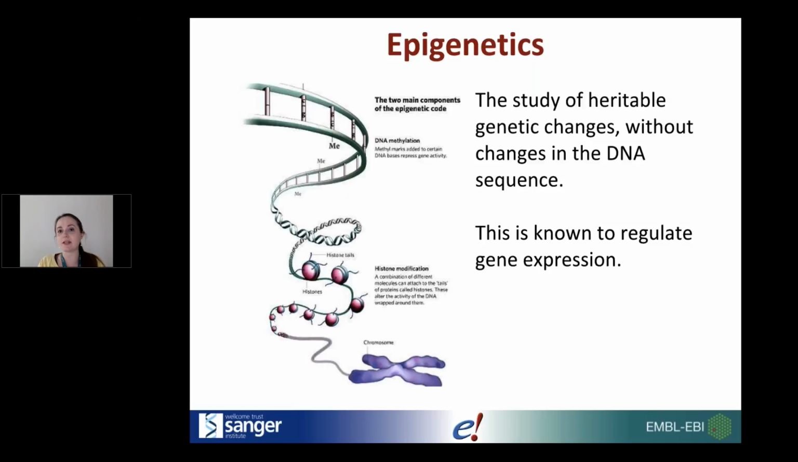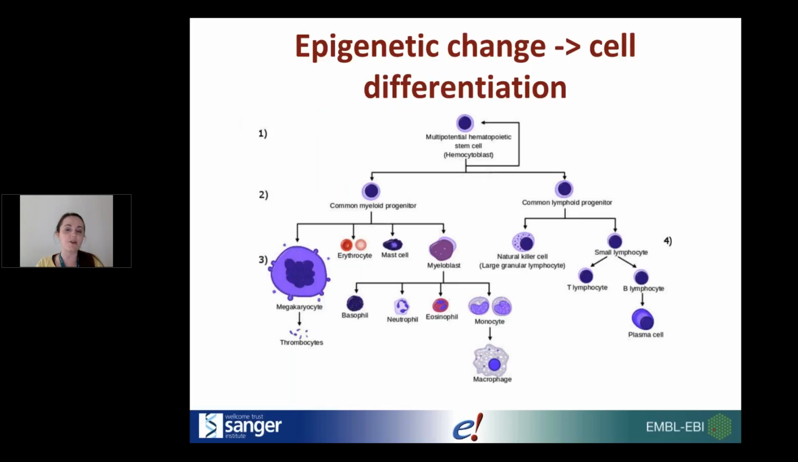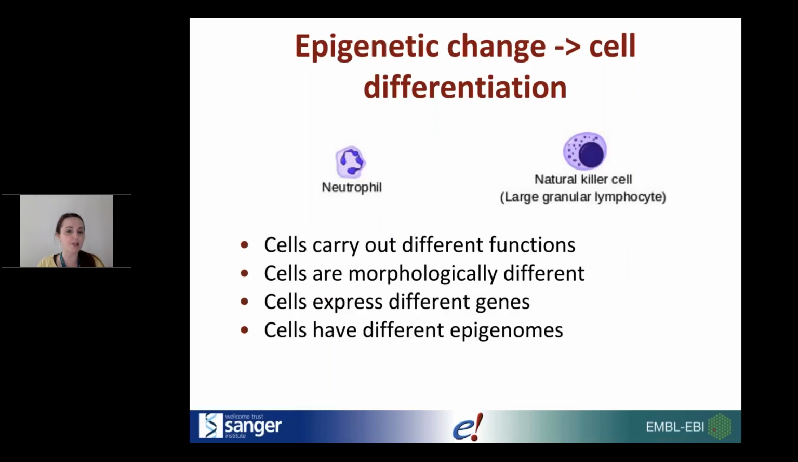So epigenetics is the study of heritable genetic changes without any changes in the DNA sequence. And this is known to regulate gene expression, so it's really important. And epigenetic change is known to be related to cell differentiation. So if we look at this hematopoietic cell lineage, you can see that there are many different cell types that are all derived from a single stem cell type. And if we compare two different cells of this lineage, we can see that they carry out very different functions. They are morphologically very different. And these come down to the fact that they both express completely different genes, which is due to the fact that they have different epigenomes.